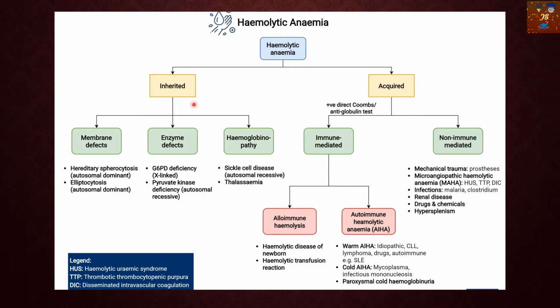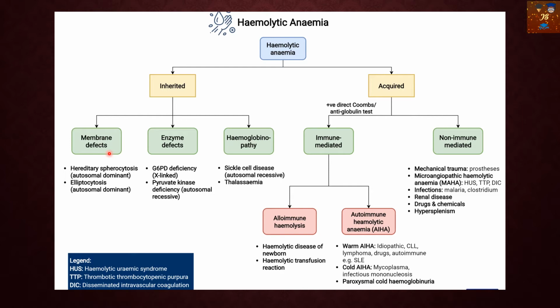Now, this inherited hemolytic anemia can further be classified into membrane defects, known as membranopathy, enzyme defects, known as enzymopathy, and hemoglobin defects, known as hemoglobinopathy. Pathy means some pathological disturbance. Membranopathy means a problem in the membrane, enzymopathy means a problem in the enzyme, and hemoglobinopathy means a problem in the hemoglobin. So let's discuss first the membrane defects, or membranopathy.